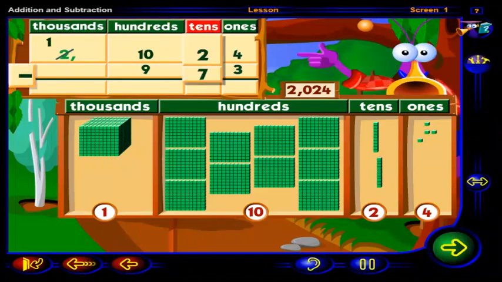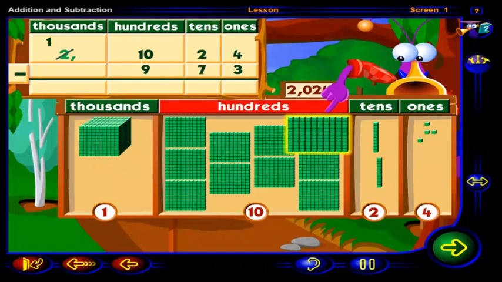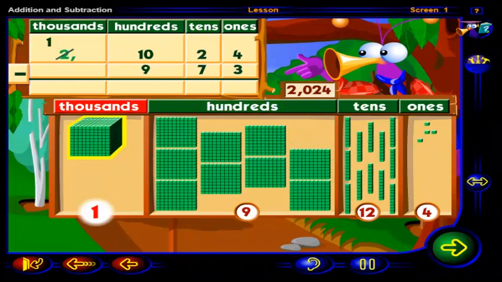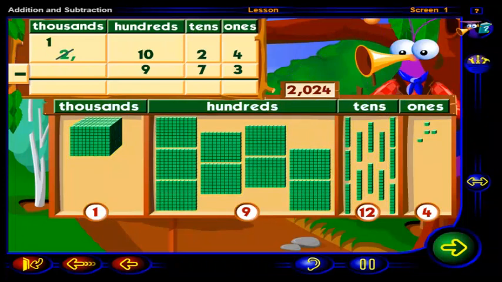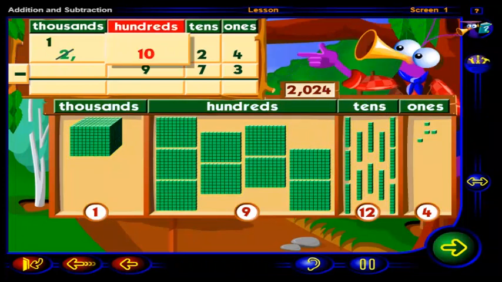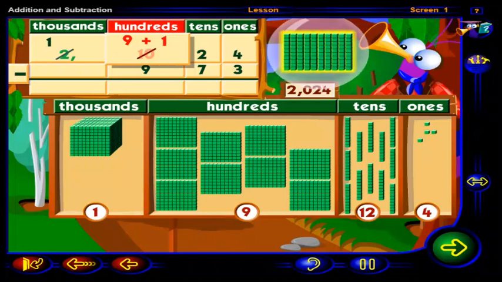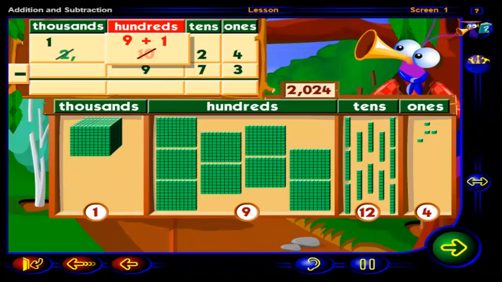Now, to subtract in the tens place, we need to regroup 100 as 10 tens. Click on this 100. Now we have 1,000, 9 hundreds, 12 tens, and 4 ones. Looking at the hundreds place here, we can rewrite the 10 in the hundreds place as 9 plus 1. 100 is 10 tens. So we can regroup this 1 in the hundreds place as a 10 in the tens place. 10 plus 2 equals 12 in the tens place.